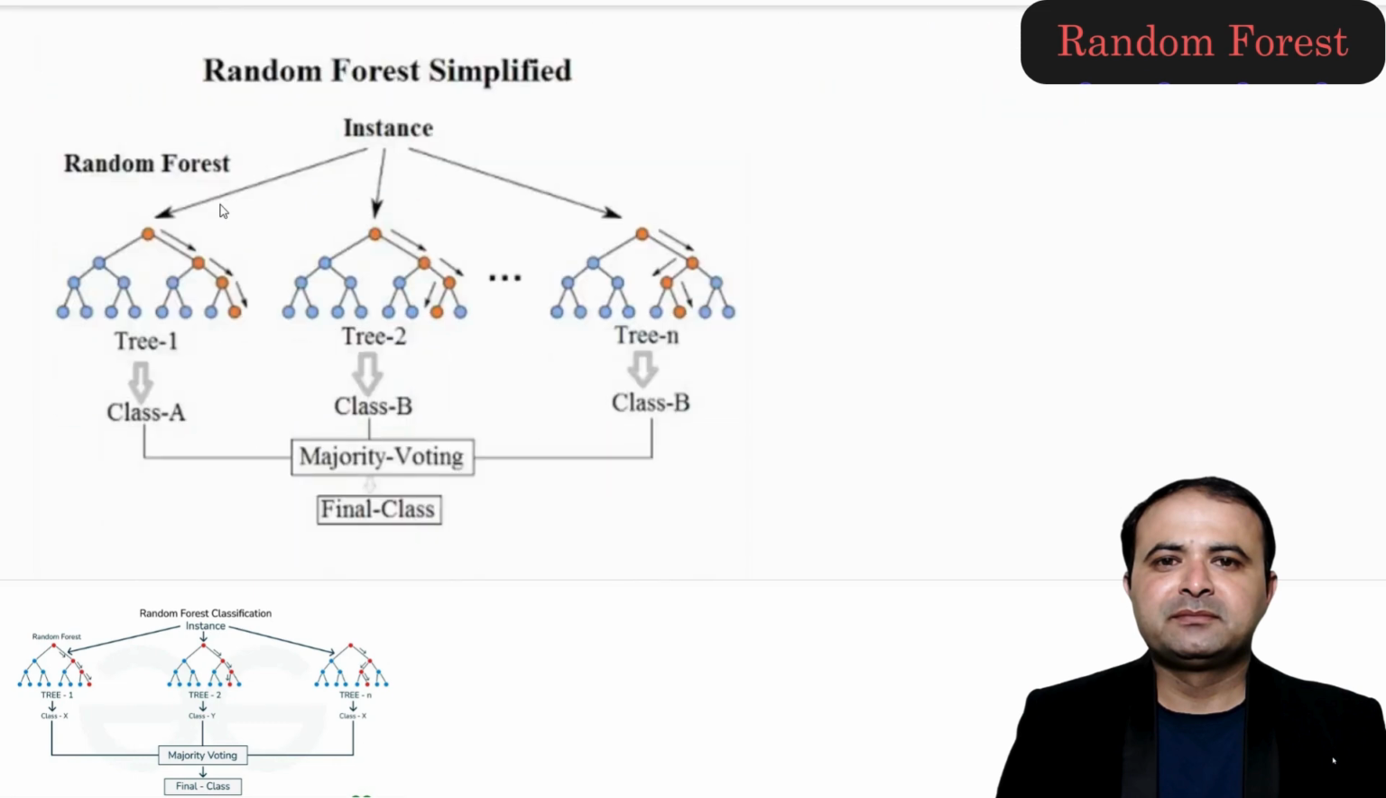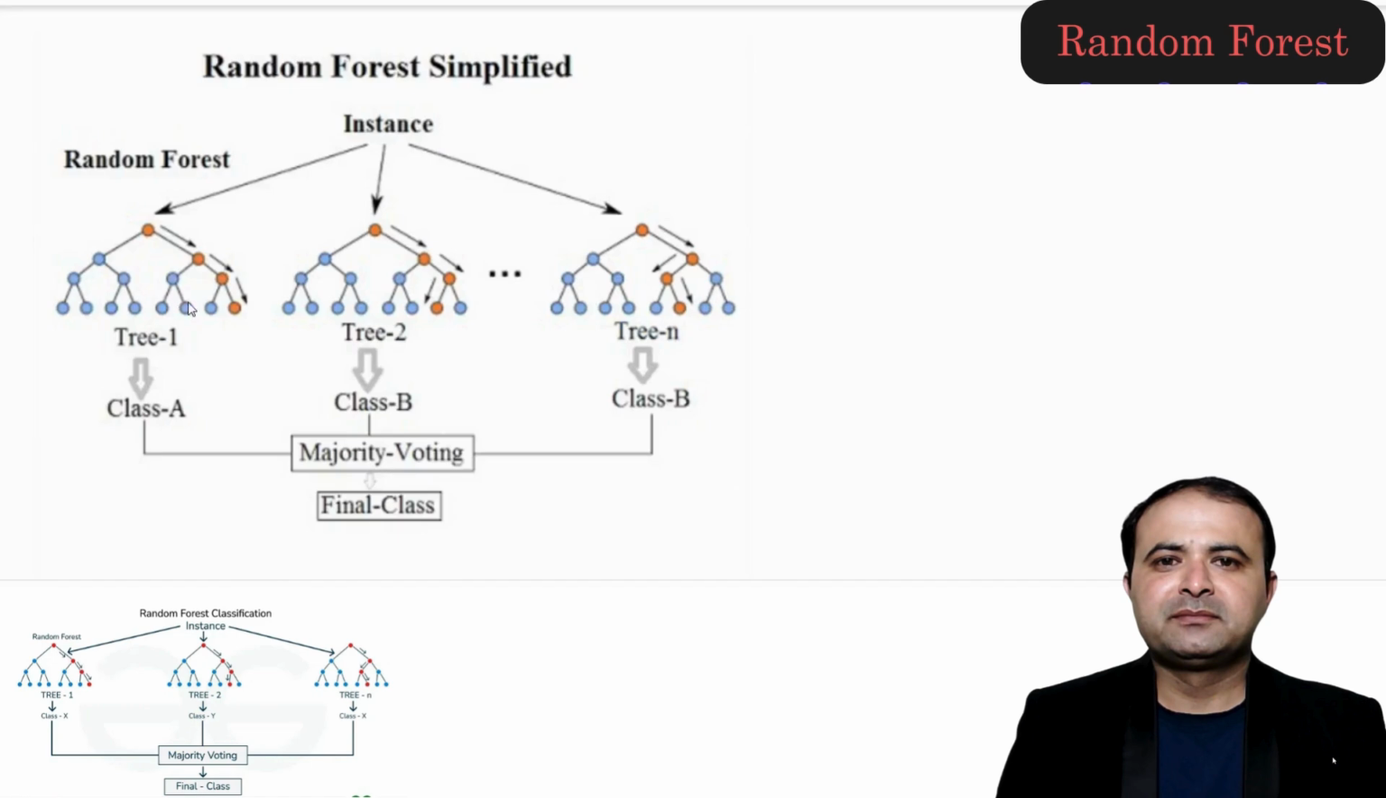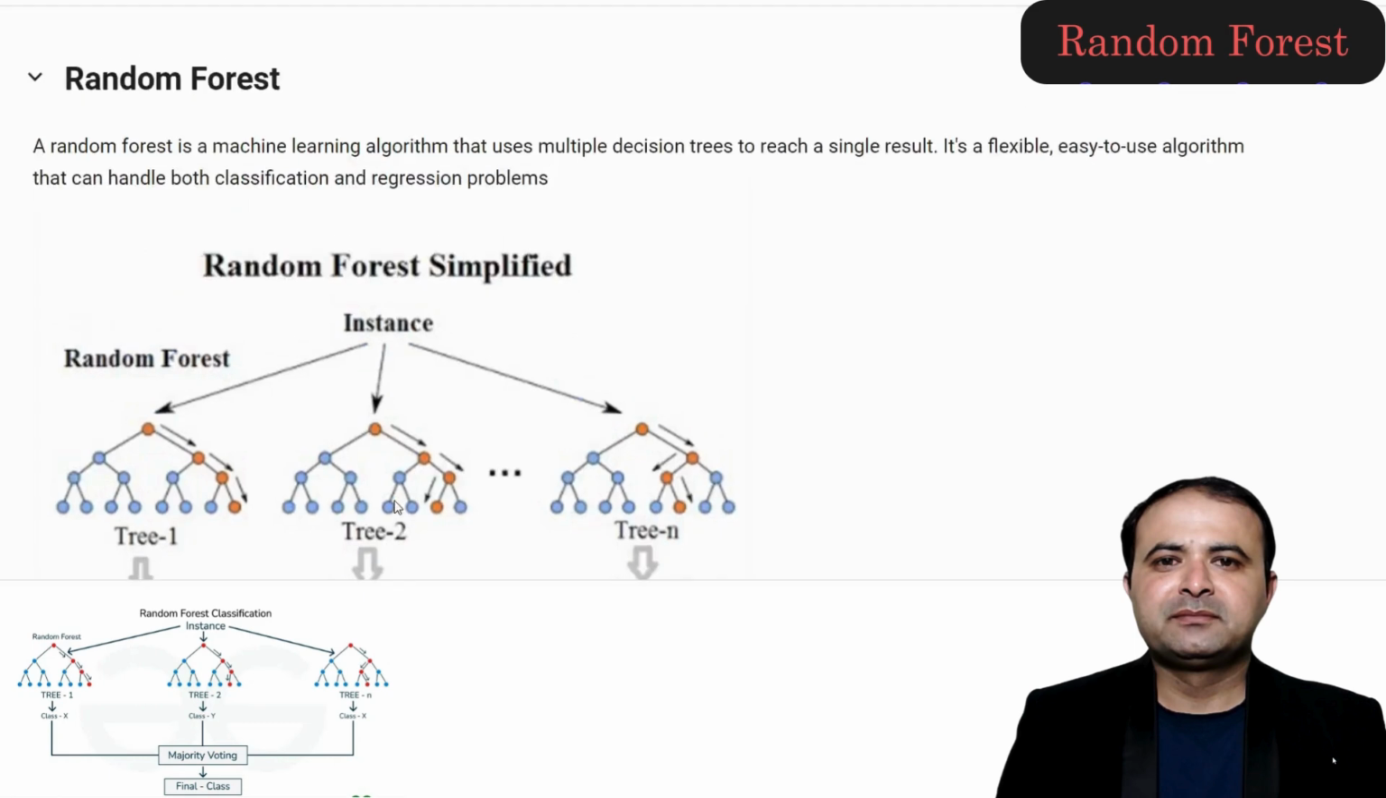So you can see in random forest we have tree 1, tree 2, tree 3. It will basically ensemble the results of a number of trees and then give the final result. So that is basically it, it maintains multiple decision trees.